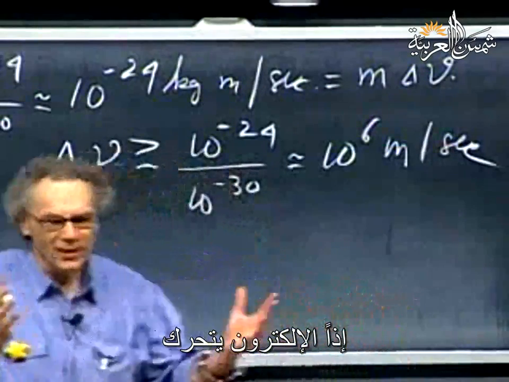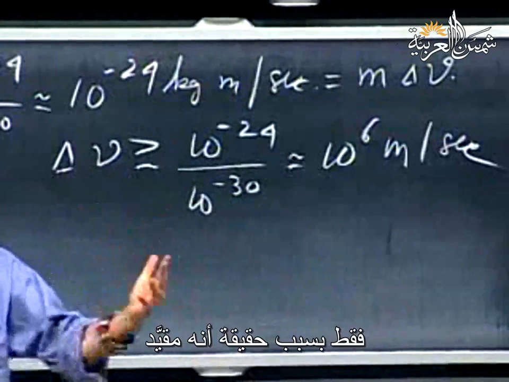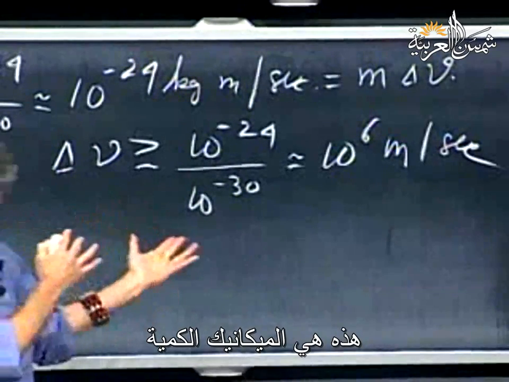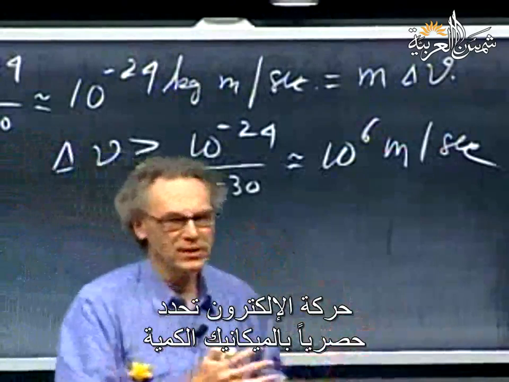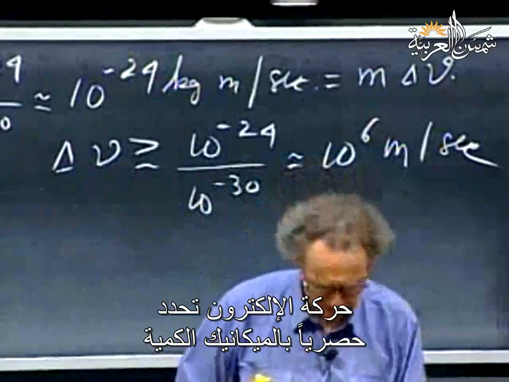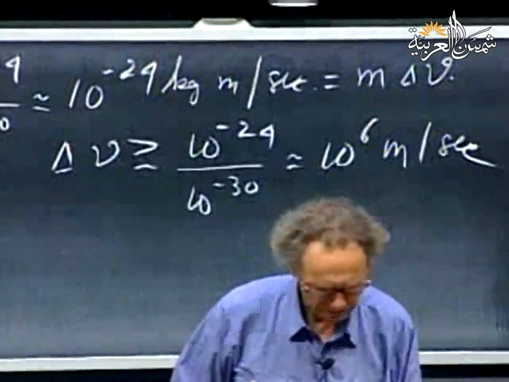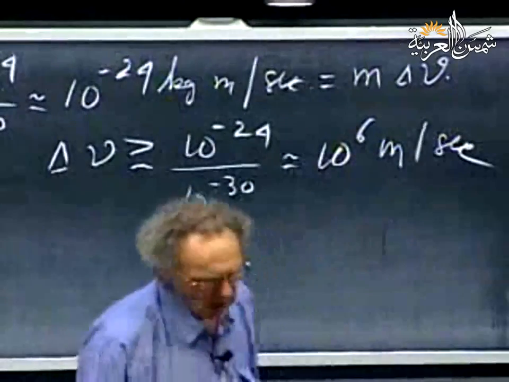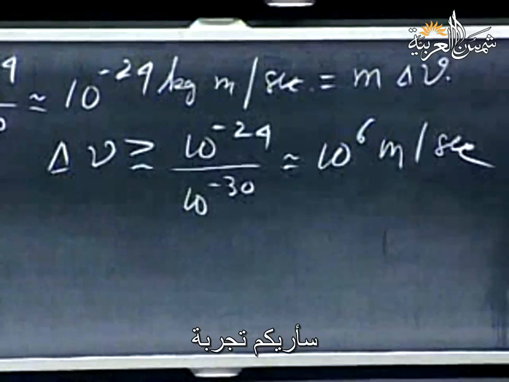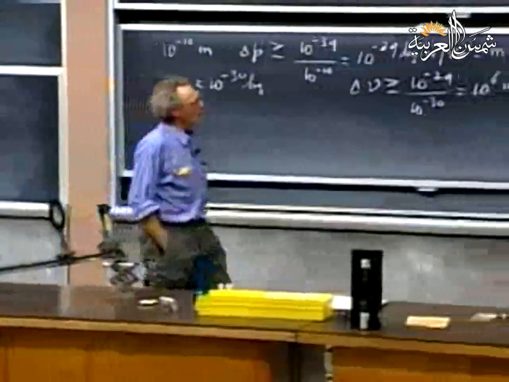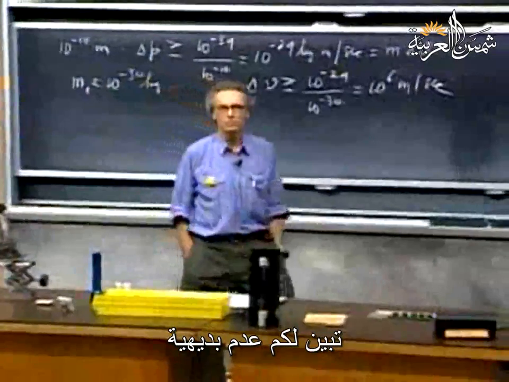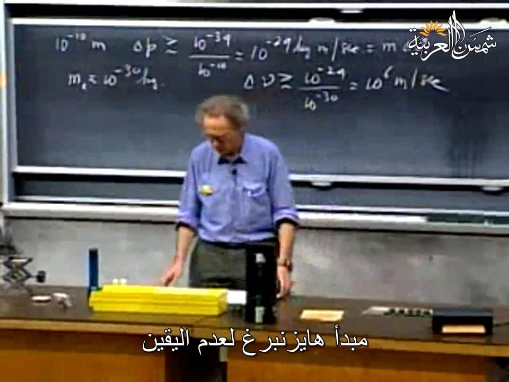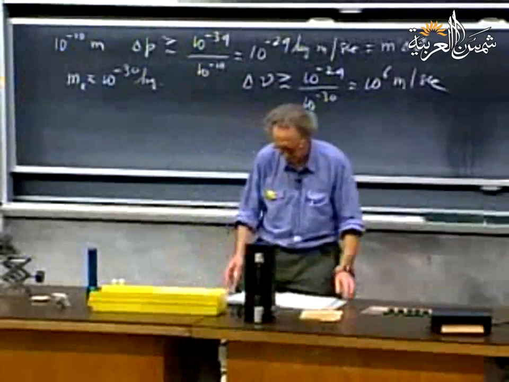So the electron is moving only because of the fact that it is confined. That's what quantum mechanics is all about. The electron's motion is dictated exclusively by quantum mechanics. I'm going to show you an experiment in which I want to convey to you how non-intuitive Heisenberg's uncertainty principle is.